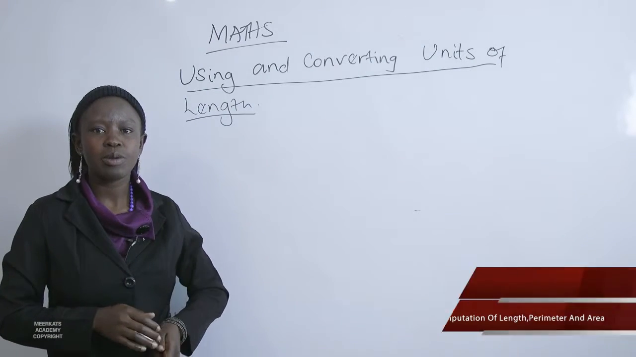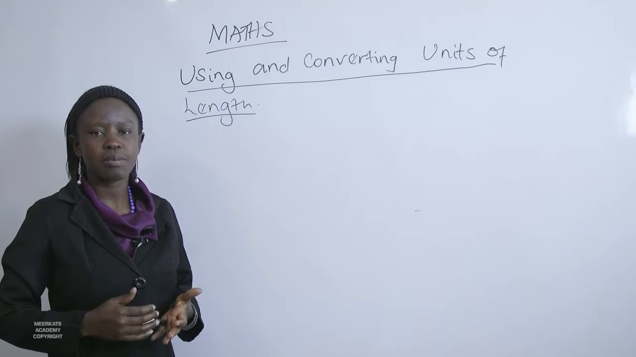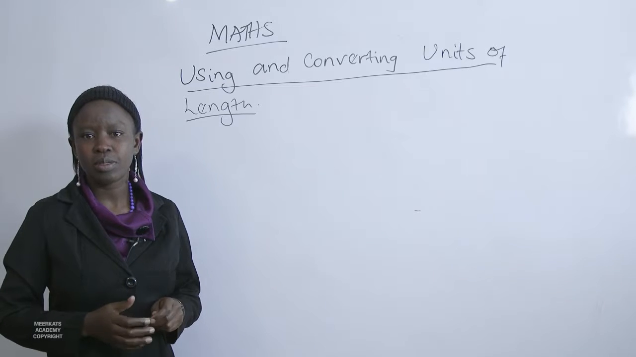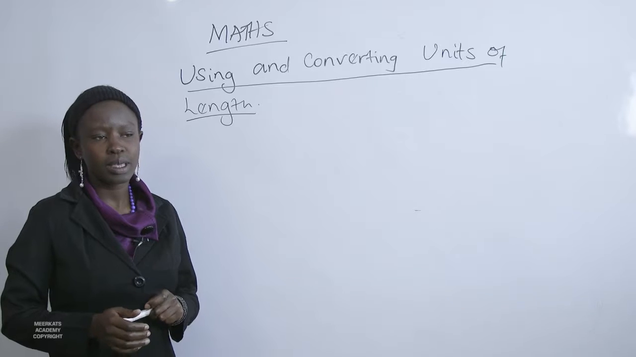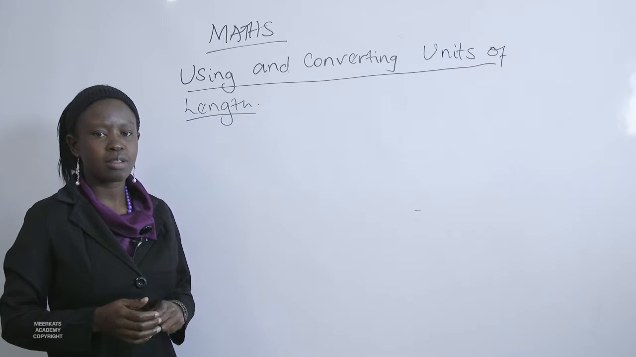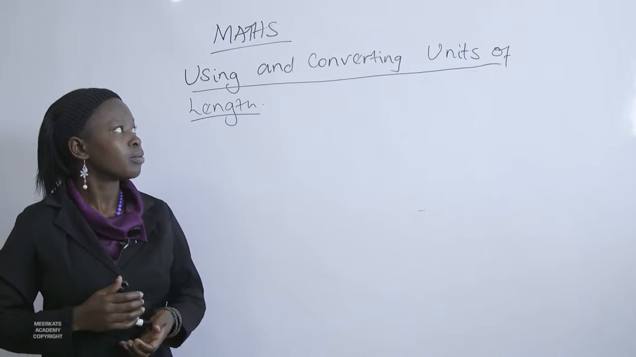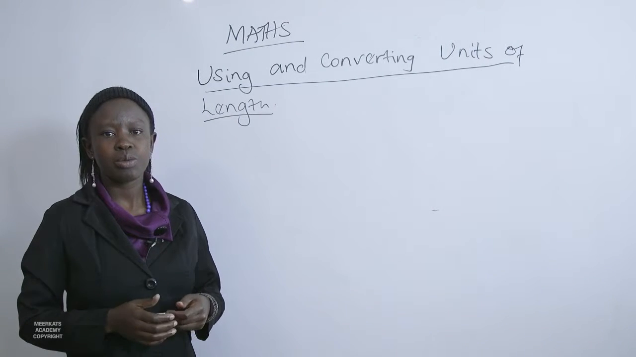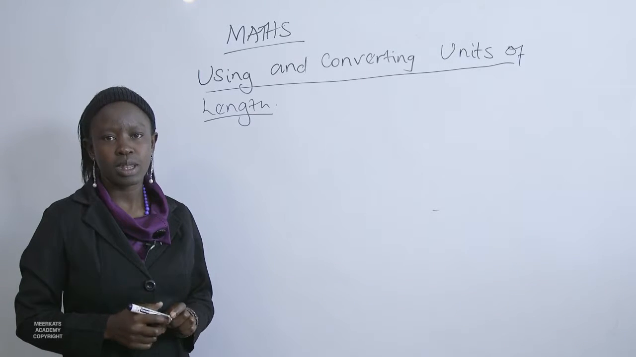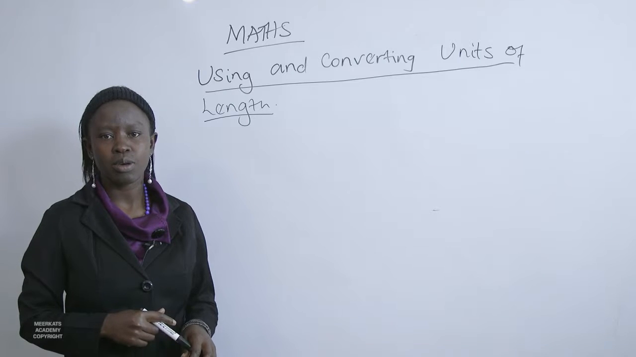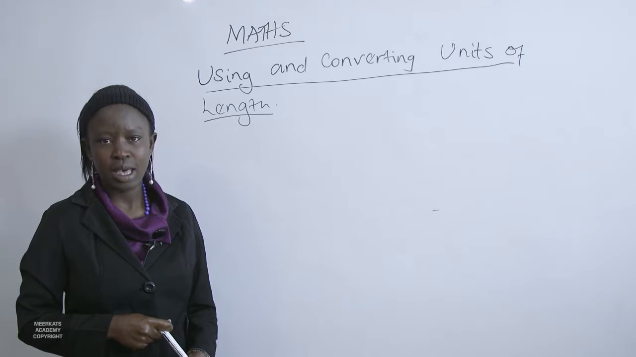In our previous lesson, we looked at the systems that have been used in the past and the present, whereby we talked about the Egyptian, Roman, imperial, and the metric systems. Today's lesson, we are going to look at how we use and how we convert from one unit of length to another. So how do we go about the conversion of the units of lengths that we've looked at?